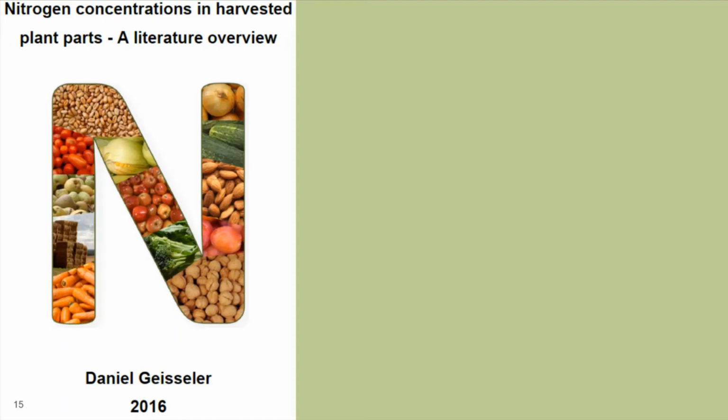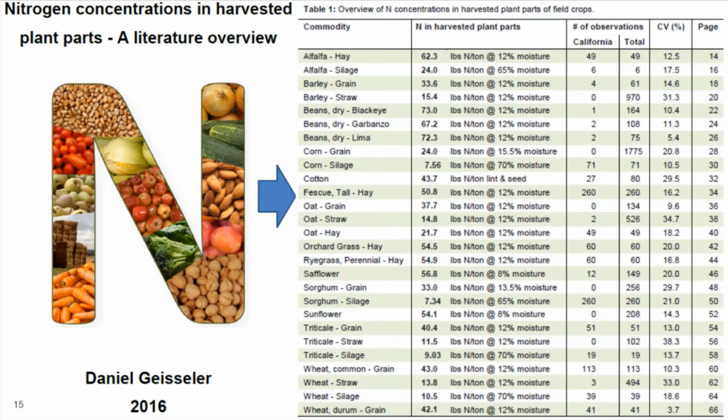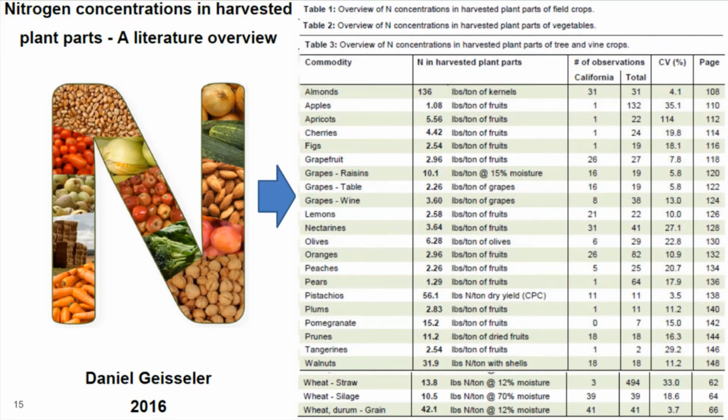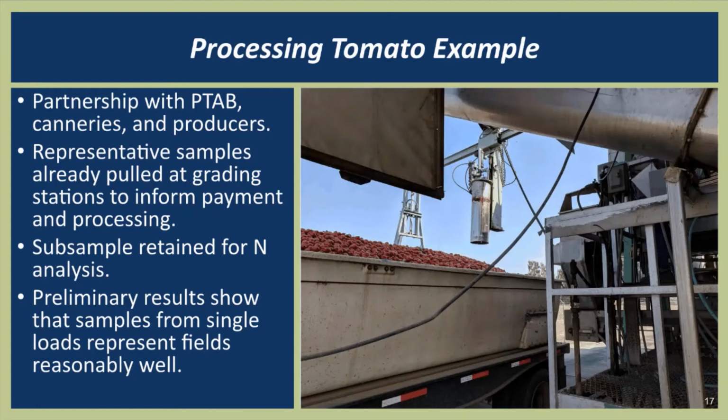So the lit review looked like this. There were some nice tables of coefficients like this, and they were in there for field crops, also for veg crops, and for perennials. Quite a comprehensive piece of work. So how do we get these samples?